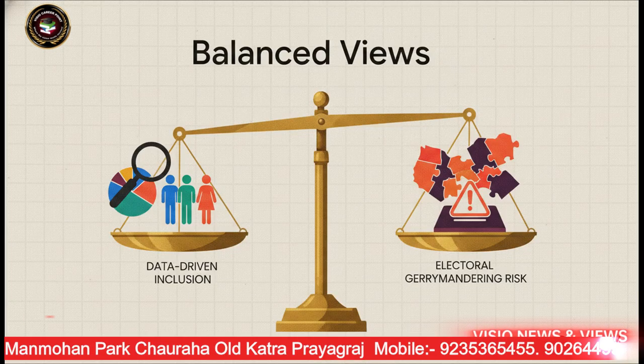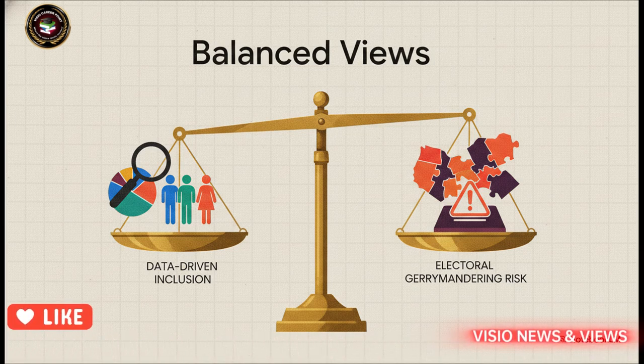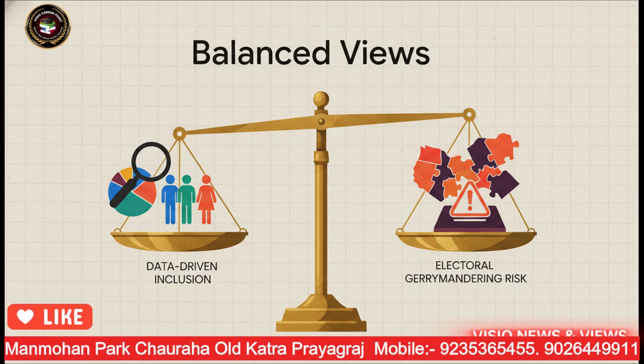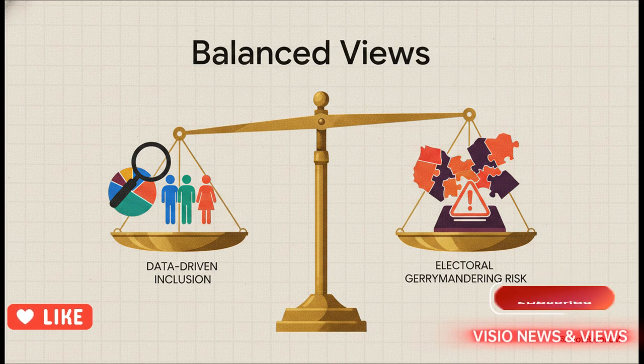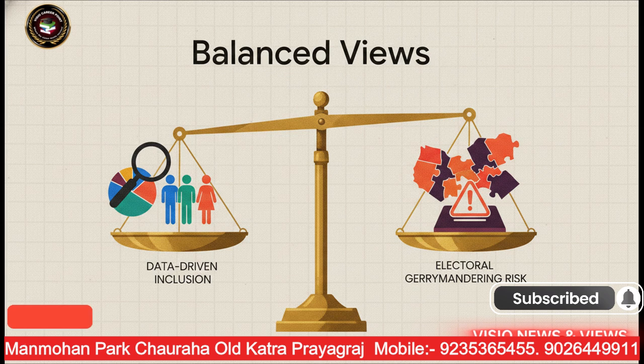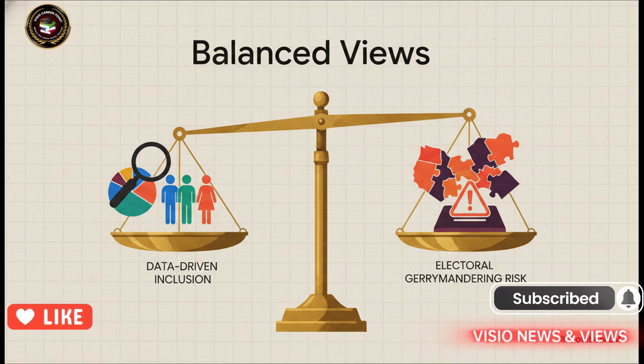Well, to answer that, we have to look at this totally impartially and balance the views. Historically speaking, the Sachar Committee back in 2006 brilliantly demonstrated the immense value of data-driven inclusion. Basically, you need data to fix inequalities, right? But conversely, if we look all the way back to the Kaka Kalelkar Commission in 1953, they warned about the very real risk of electoral gerrymandering. So the constitutional dialectic here is absolutely crucial. Data must be used for remedial policies, for sure, but never for political leverage.